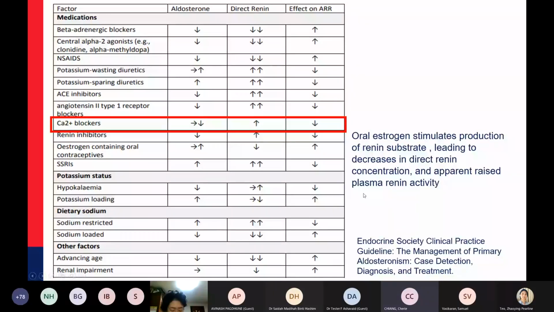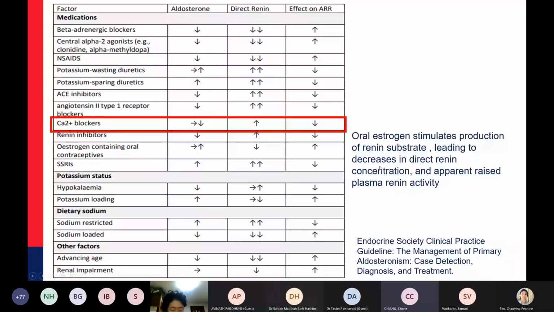estrogen can also cloud the interpretation of the test, particularly the ARR, because the direct renin assay in women taking oral estrogen, which stimulates the production of the renin substrate, can give you a low direct renin. But if you use plasma renin activity in your lab, then it's apparently raised. So you sometimes get a confusing picture if patients are on the oral contraceptive pill.